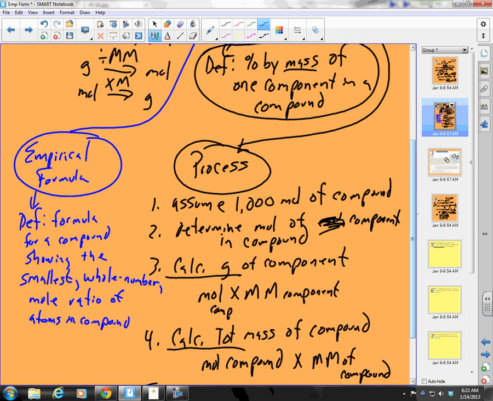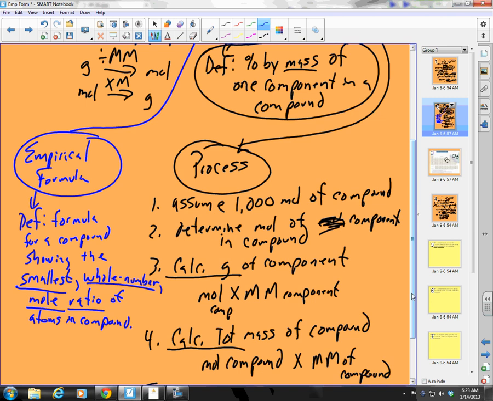Okay, now, what's the real important stuff here? These four words: smallest whole number mole ratio. That means we want to figure out what my atoms are in the compound, the elements in the compound, and then establish what? A ratio. What kind of ratio? A mole ratio. This has to be a whole number, not a decimal, and it must be smallest. Okay, good. So that is our definition.